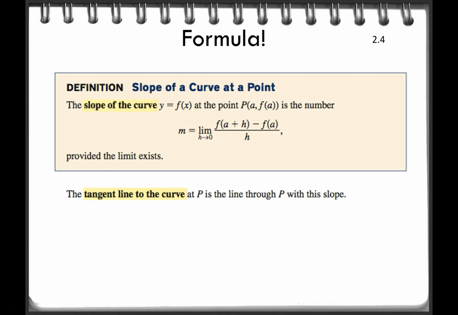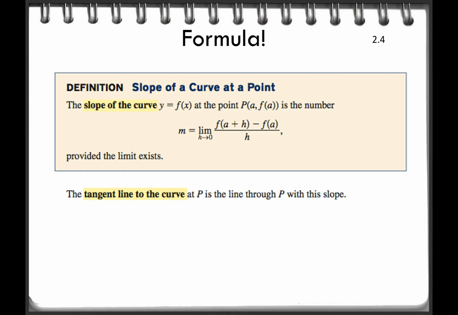Okay, let's define the slope of a curve at a point. The slope of a curve, y equals f of x, at the point a comma f of a is the number m (m stands for slope) equals the limit as h approaches 0 of f of a plus h minus f of a, all over h. The tangent line to the curve at P is the line through P with this slope.